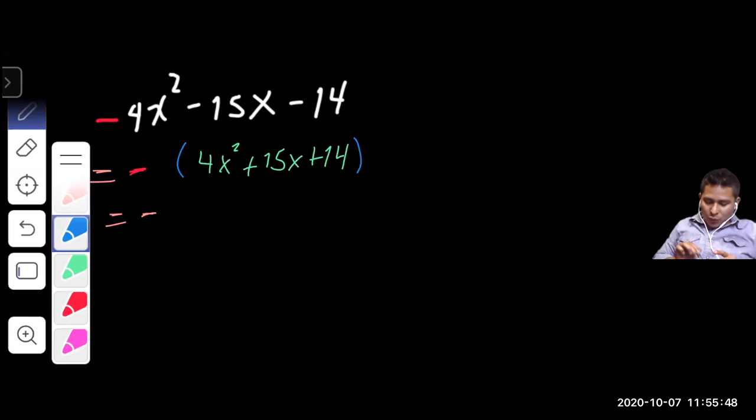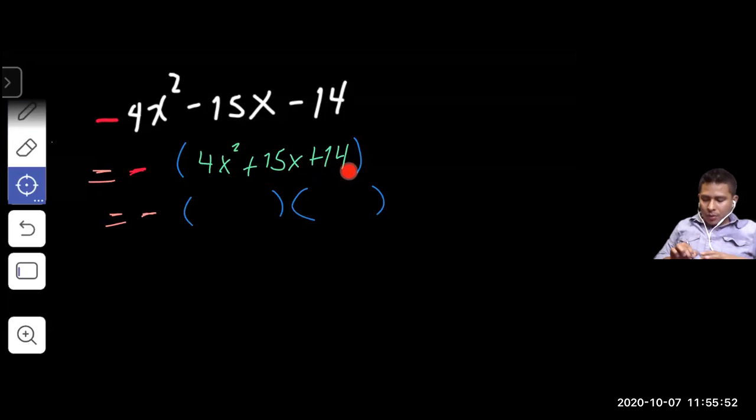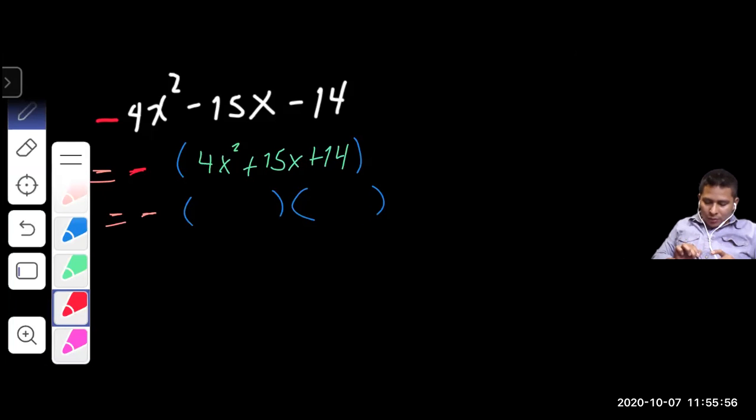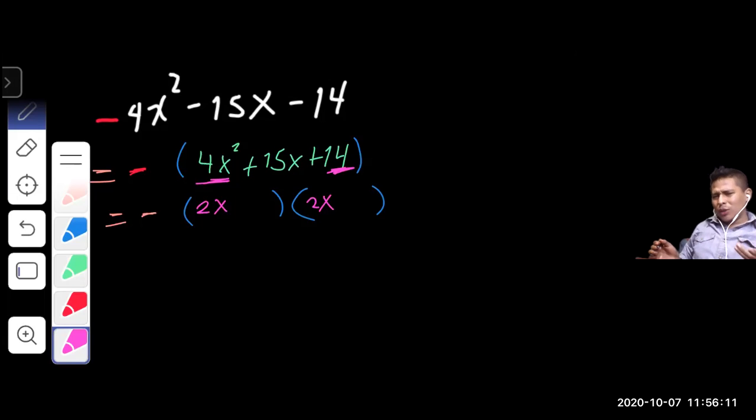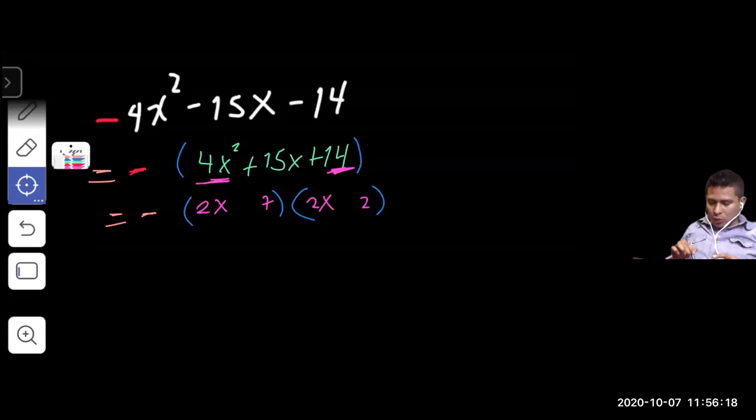Now, guys, it's time to factor this. We're going to factor this by using the trial and error. Let's try to factor the first one, guys. 4. How can you factor 4? 2 times 2, or 4 times 1. Let's go with 2 and 2, x and x. Now let's factor the third term. 14. How can you factor it? 2 times 7, 7 times 2. Let's see if this is going to work. 7 times 2.